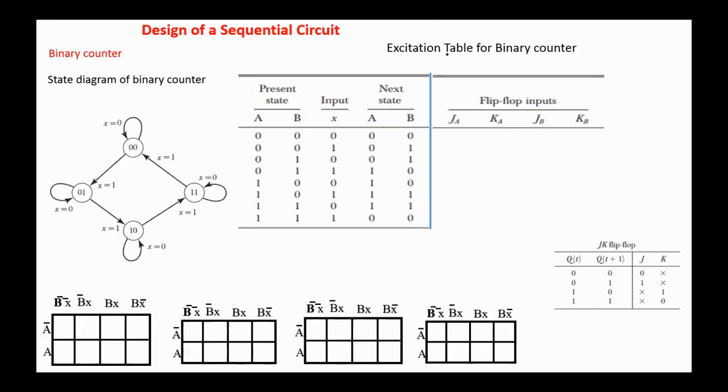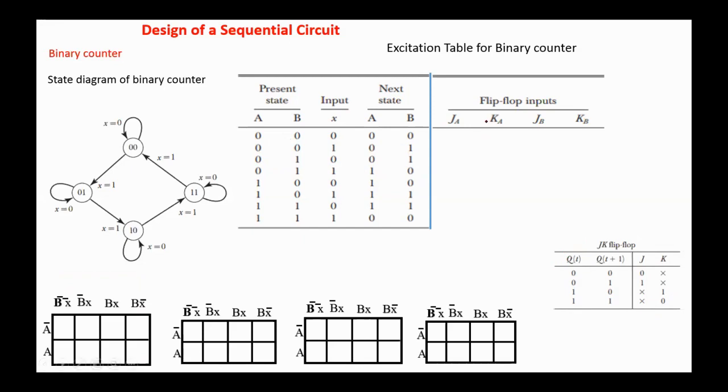To derive the excitation table for the binary counter, if the flip-flops are 00 and the input X is 0, the next state is 00. If X is 1, the next state is 01. On the state 01, if the input is 0, the next state is 01. However, if the input X is 1, the next state is 10. Now we need to find JA, KA, JB, KB. Here we have the excitation table for the JK flip-flop, so we need to find out these inputs.